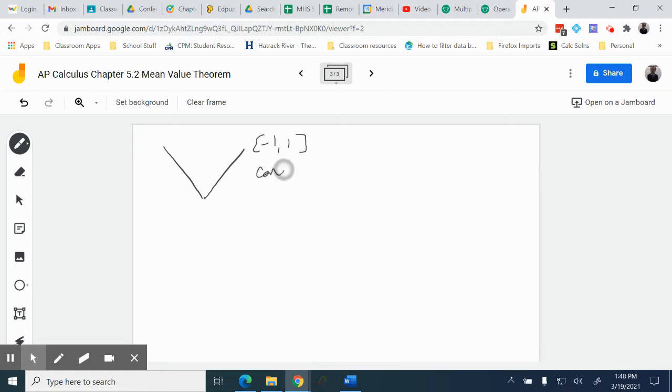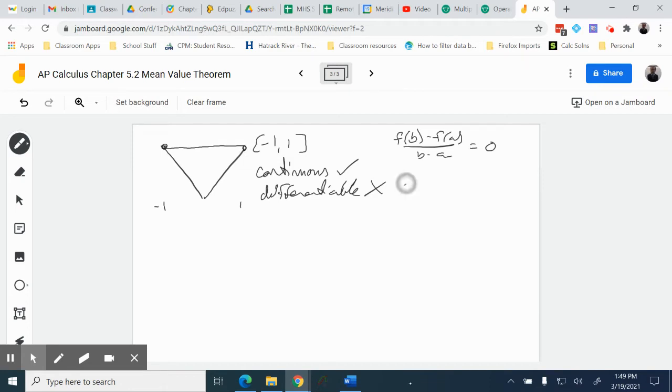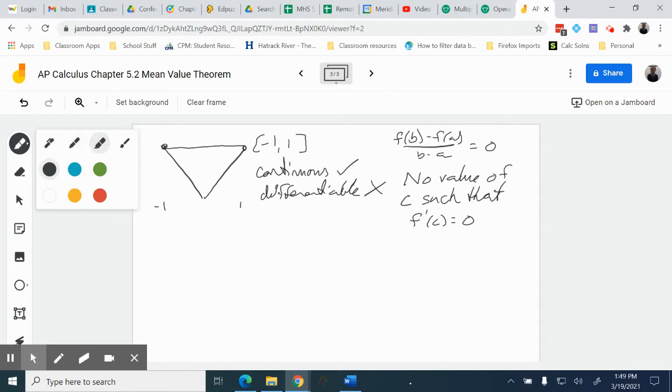This is continuous, check, differentiable, no. The average rate of change, f of b minus f of a divided by b minus a, is 0 between those two endpoints. There is no value of c on this function such that f prime of c is equal to 0. Fail due to lack of differentiability.